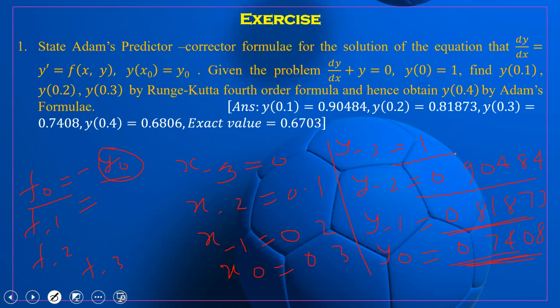So in this manner, before that, we have to first find the values of y_0, y at 0.1, y at 0.2, and y at 0.3. Here we can use the RK method as well as the predictor corrector method. So this is sufficient. I think it is sufficient for all of you.